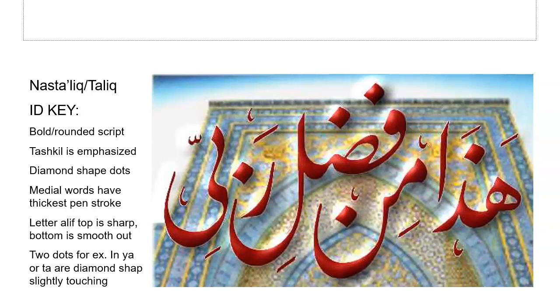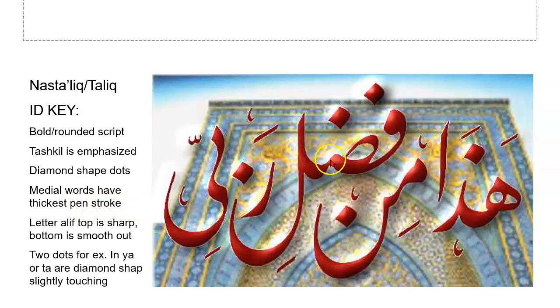Now here's the one, two, three, four, fifth script. Nastaliq or Taliq script, as you see it. Try to see how each letter is written. It is somewhat a bold script. Tashkil is emphasized. That's the big thing. Tashkil, when I say that, the fatha, dhamma, kasra and the dots are emphasized. Diamond-shaped dots. Medial words have thickest pen stroke.